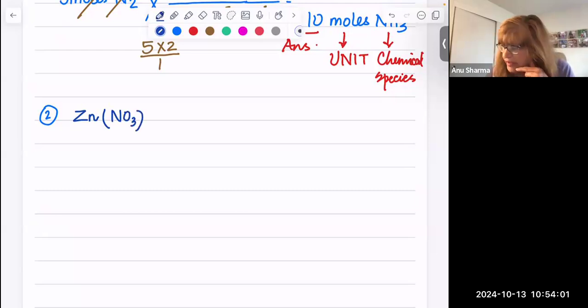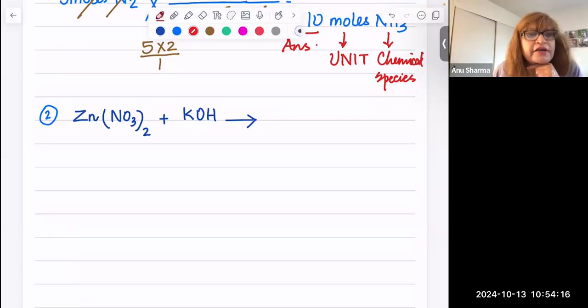Okay, zinc nitrate reacting with KOH, potassium hydroxide. So what is this going to give you? Let's do that also. Outer, outer, inner, inner. It's very important you recognize the polyatomic ions. OH is a polyatomic ion.